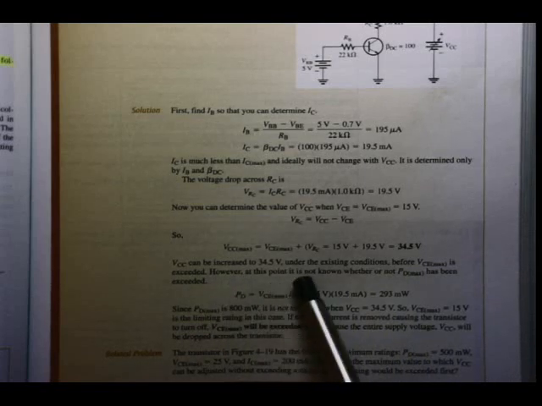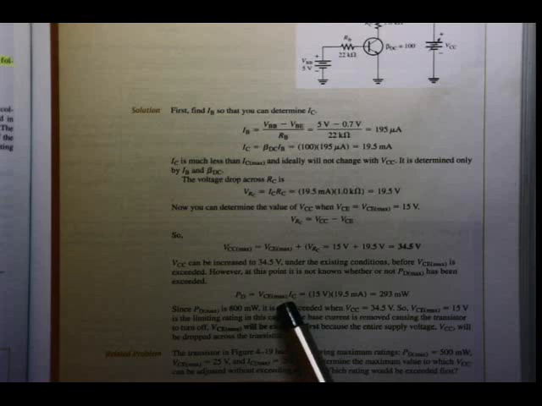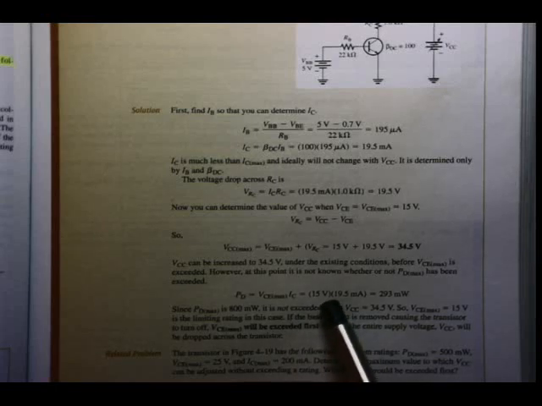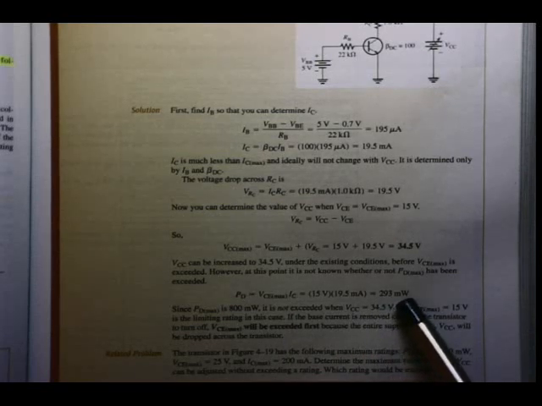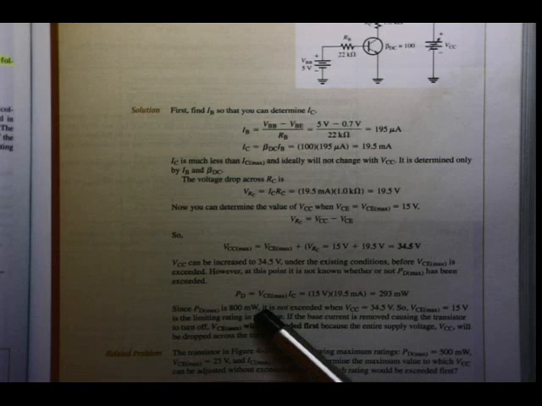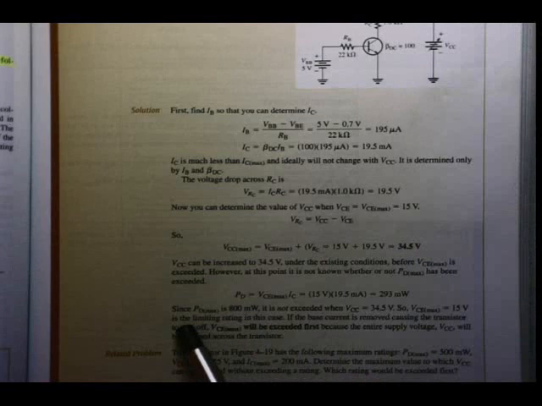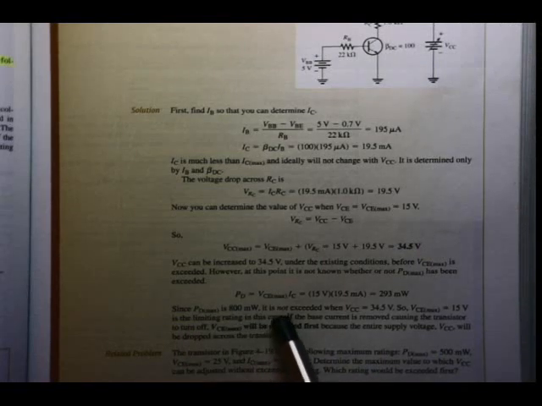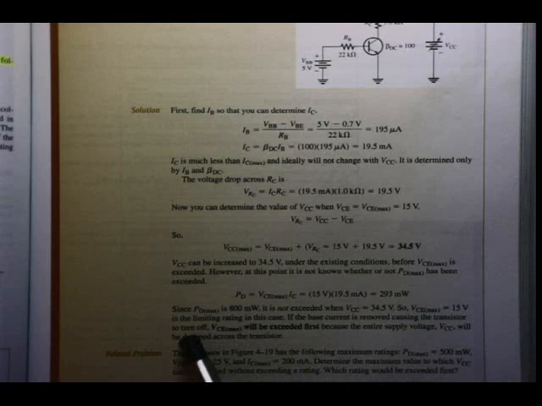However, at this point it is not known whether or not PD max has been exceeded, so I have to go and calculate PD max. So PD max is going to be VCE max times IC. VCE max is 15 volts, IC we calculated 19.5, so it's 293 milliwatts. Since PD max was 800 milliwatts, remember it was given in the beginning, it is not exceeded when VCC is 34.5 volts. So VCE max is 15 volts, as 15 volts is the limiting rating in this case.